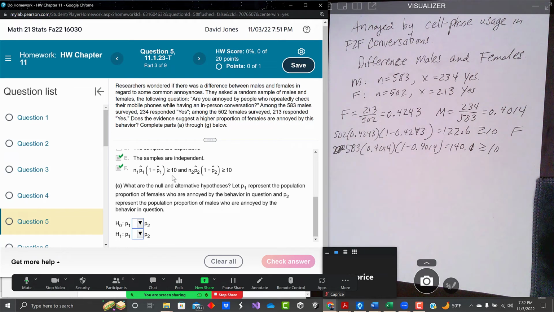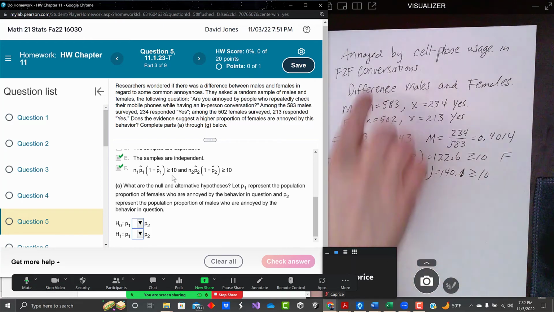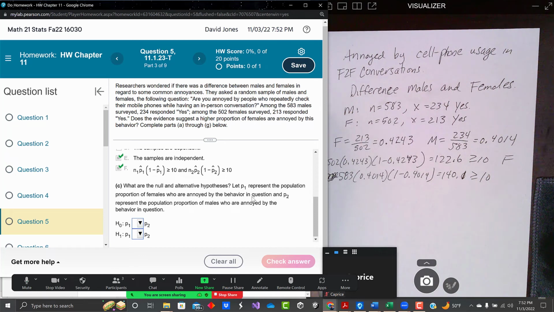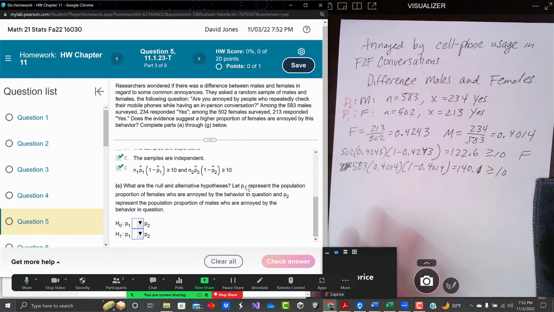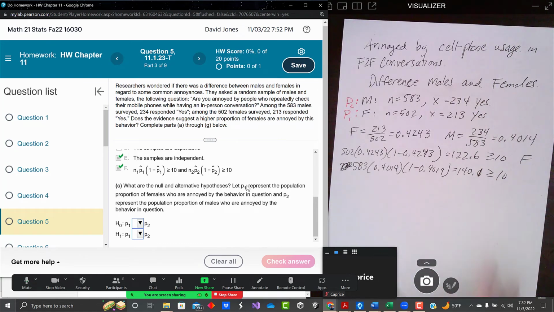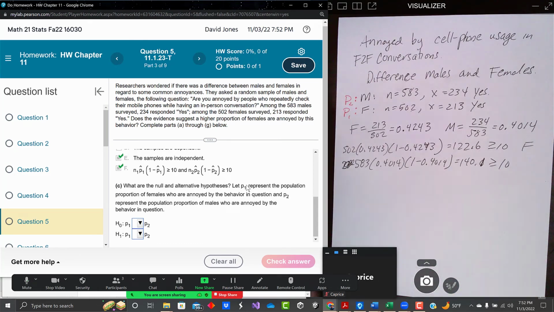Now it says, what are the null and alternate hypotheses? They said difference in males and females. And they very much specified females and males here. They said females are going to be population 1 and males are going to be population 2. Again, different than the order that they gave in the sentences. So whoever wrote this problem is an asshat. Thankfully, it doesn't change this stuff right here.